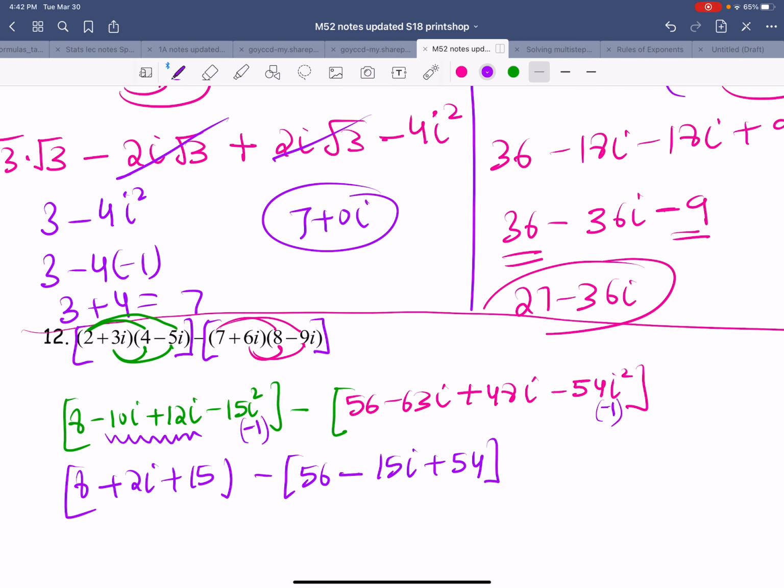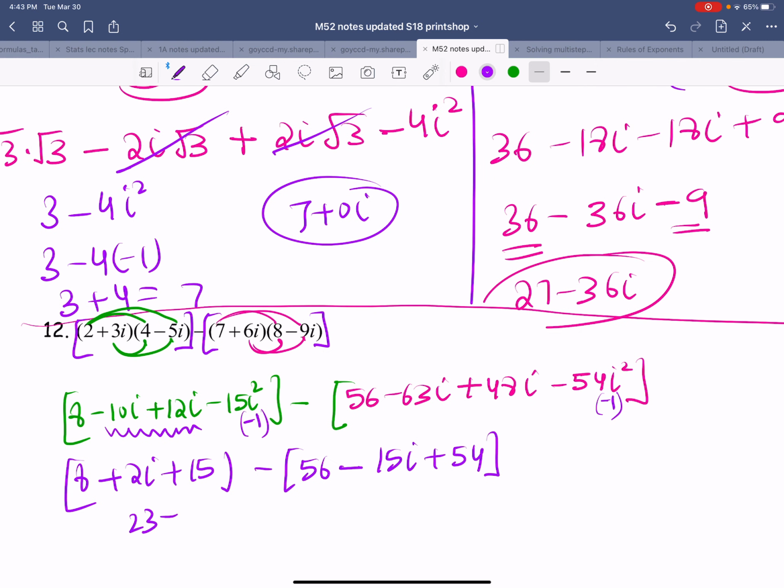15 plus 8 is 23. 23 plus 2i minus 56 plus 54 is 110, minus 110 plus 15i. You might say, why did I turn 15 to positive? Don't forget, every time I distribute a negative, everything inside changes. So I first added 56 and 54, which turns into 110, and -1 distributed into 110 gave me a -110, and -1 times -15 is positive 15i.